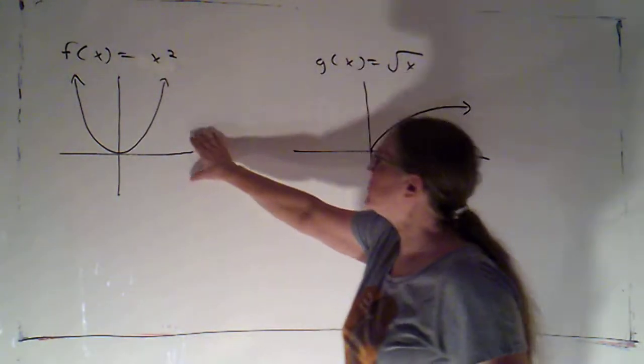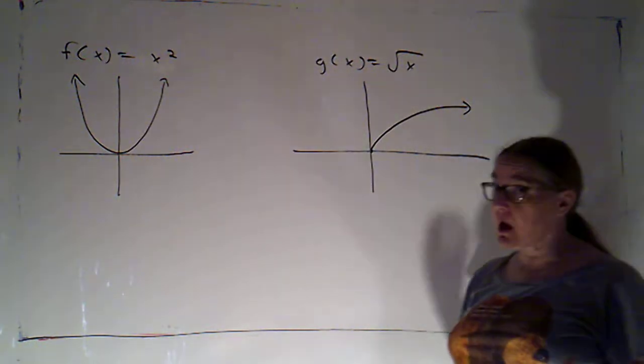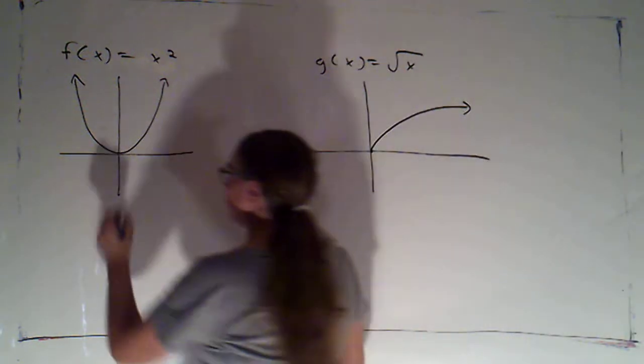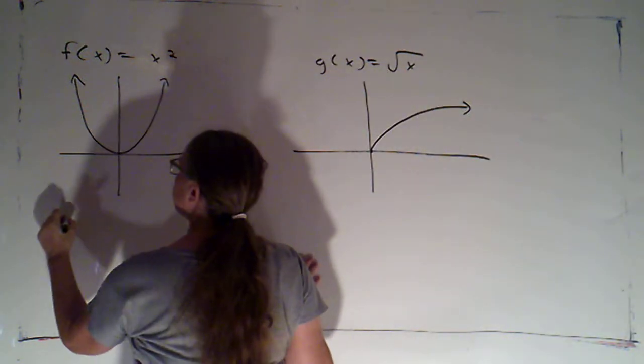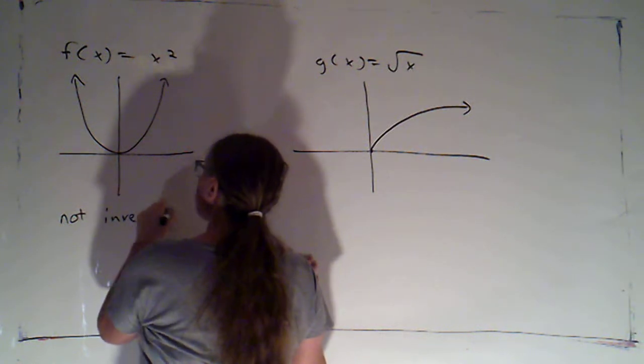I said we were going to return to the example of looking at these two functions, the squaring function and the square root function, which we know are not inverses of each other. We know that for several reasons. First of all, we have determined repeatedly that the squaring function is not invertible because it's not one-to-one.